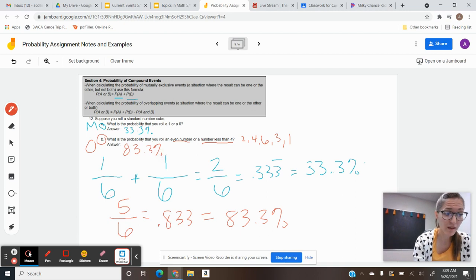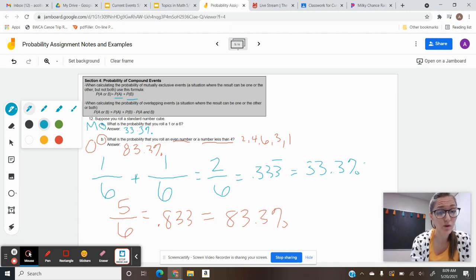So when it's overlapping, you're going to make a list and make sure that you don't write down any repeat answers on your list. Make that into your fraction to make into a percent. If you are doing mutually exclusive events where it can be one or the other but not both, you're just going to have 2 different fractions, add up the probability of getting the result that meets your constraint, and add them together to get your percent.